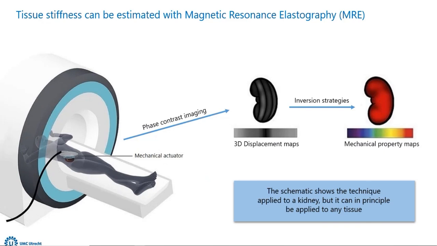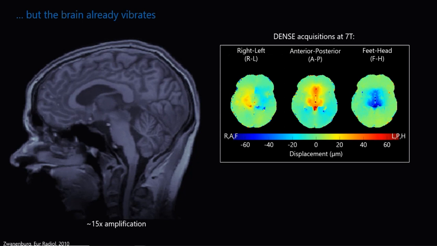And in my case, I'm interested in the brain. And we're quite lucky in that sense because the brain actually already vibrates. So with each cardiac pulse, your blood vessels swell and it will cause the brain to vibrate. And this is, of course, an exaggeration of that effect. It's way more subtle, but it is there enough to the point where you can still image these displacements using phase contrast techniques. In this case, the DENSE sequence at 7 Tesla.